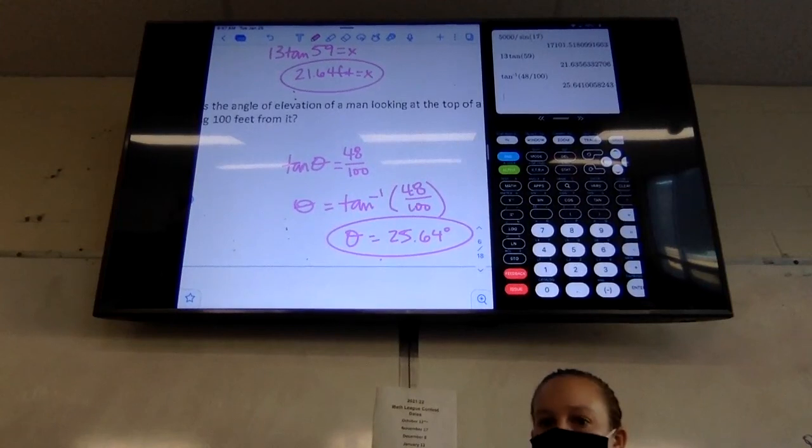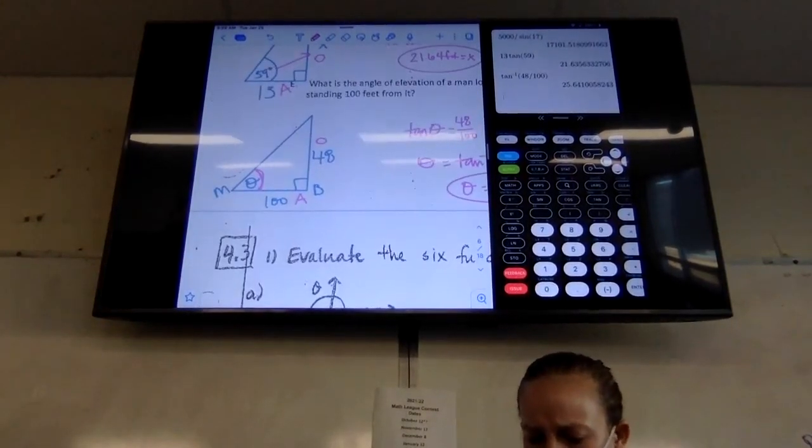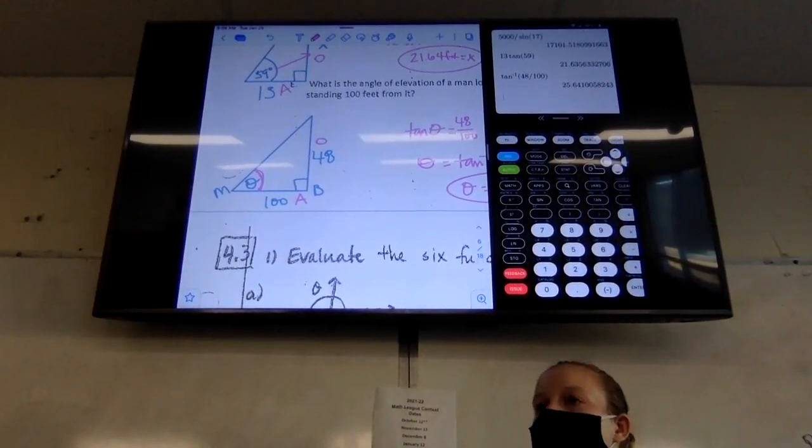Why is it not 100 over 48? It's O over A, and the man is 100 feet away from the bottom of the building. So that's like my horizontal distance. And the building is 48 feet tall, which is your vertical distance.